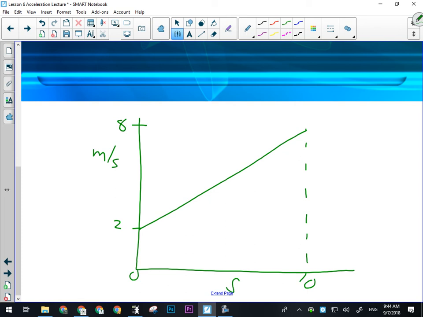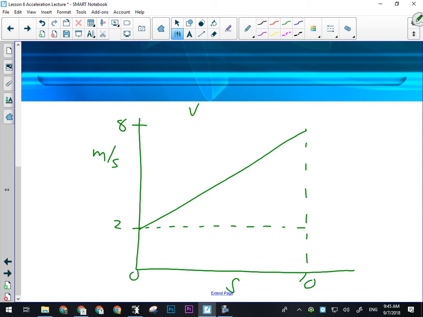Right, I use the shapes. The area underneath the line. All right, so I would have a rectangle and this triangle. Everybody all right with that? Okay, so to calculate the area of the rectangle, I would take 2 and multiply by 10. Is 2 the initial velocity? Right, at time 0, it's going 2 meters per second. And it does that for 10 seconds.